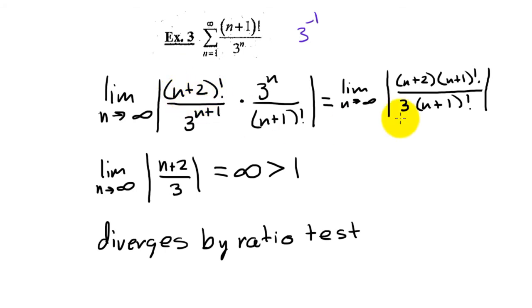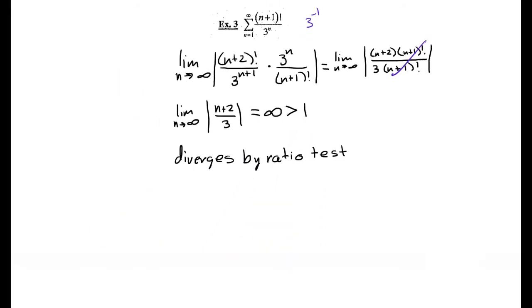There's the n plus 2. So the n plus 1 factorials are going to cancel out. And we have the limit as n approaches infinity of n plus 2 over 3. That's just going to infinity, which is certainly greater than 1. And so this one diverges by the ratio test.